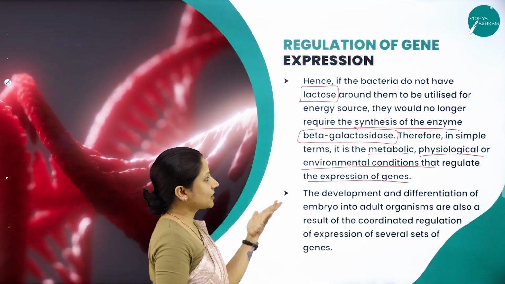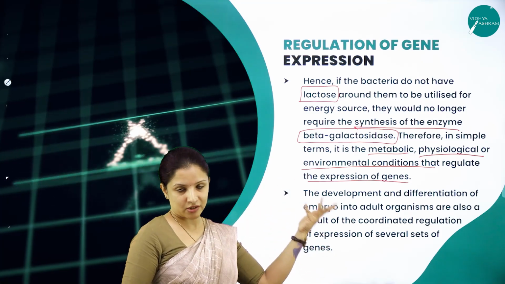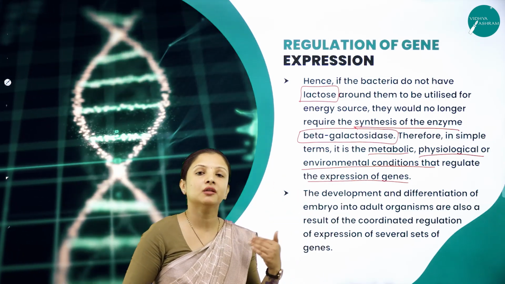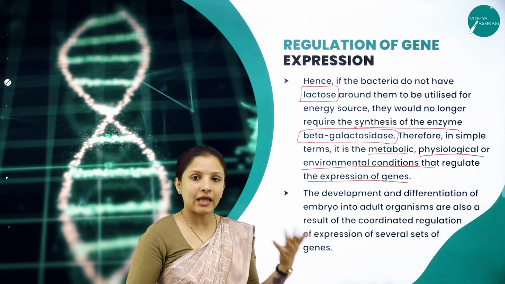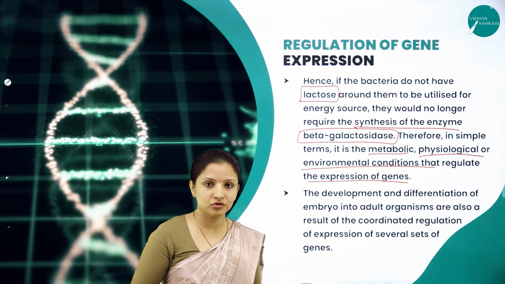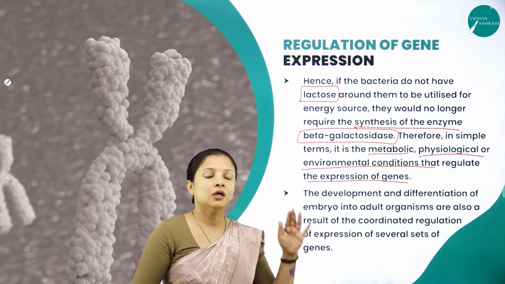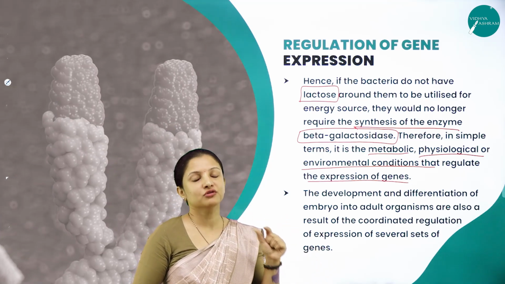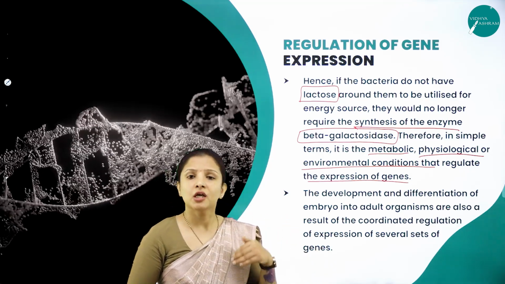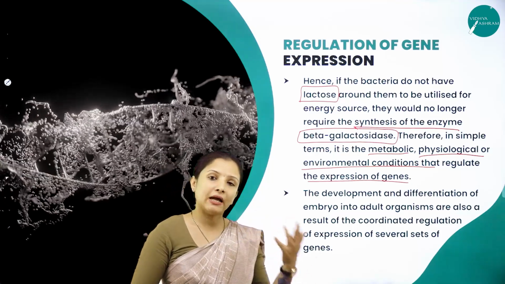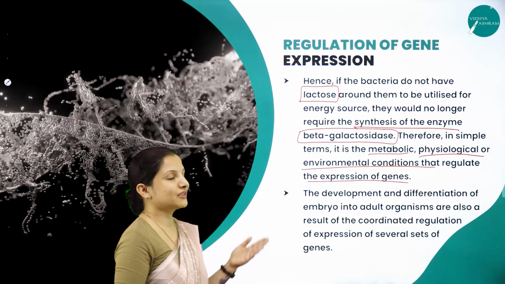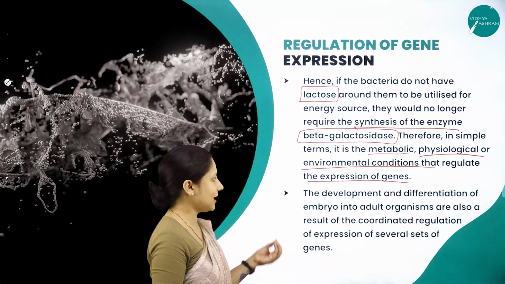So, if the bacteria, because of metabolic, physiological or environmental conditions, is not capable of synthesizing lactose, or doesn't have lactose in its body, then the respective gene which is supposed to produce the beta-galactosidase enzyme will not produce it, because lactose itself is not there. So it will not get produced. Therefore, all these factors are also important for gene expression.